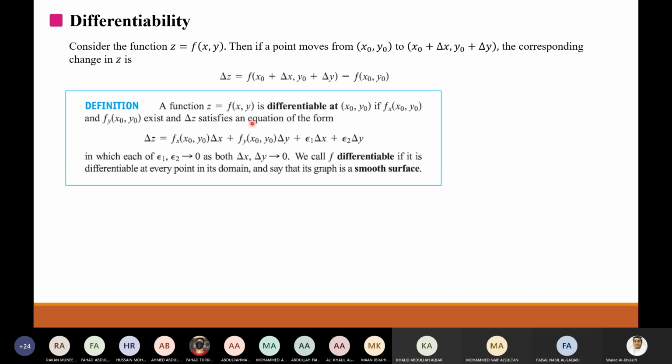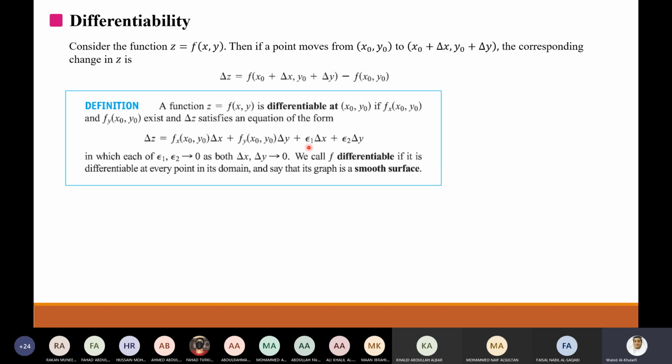Now, a function z equals f of x and y is differentiable at x0, y0 if the partial derivatives exist and delta z satisfies an equation of this form: partial f by partial x evaluated at x0, y0 times delta x, plus partial f by partial y at x0, y0 times delta y, plus epsilon 1 delta x plus epsilon 2 delta y, in which each of these epsilons approaches 0 as both delta x and delta y approach 0. If delta z satisfies this equation, we call f differentiable. If it is differentiable at each point of its domain, we call the graph a smooth surface.